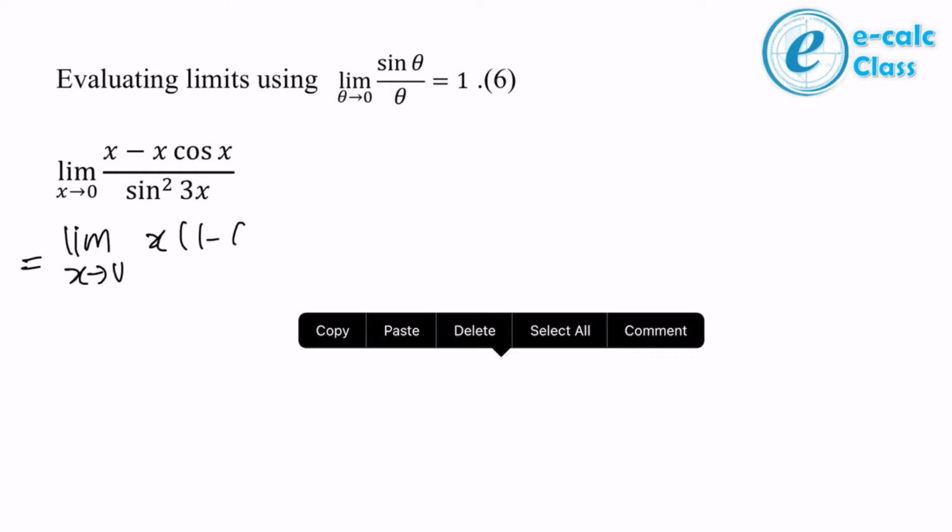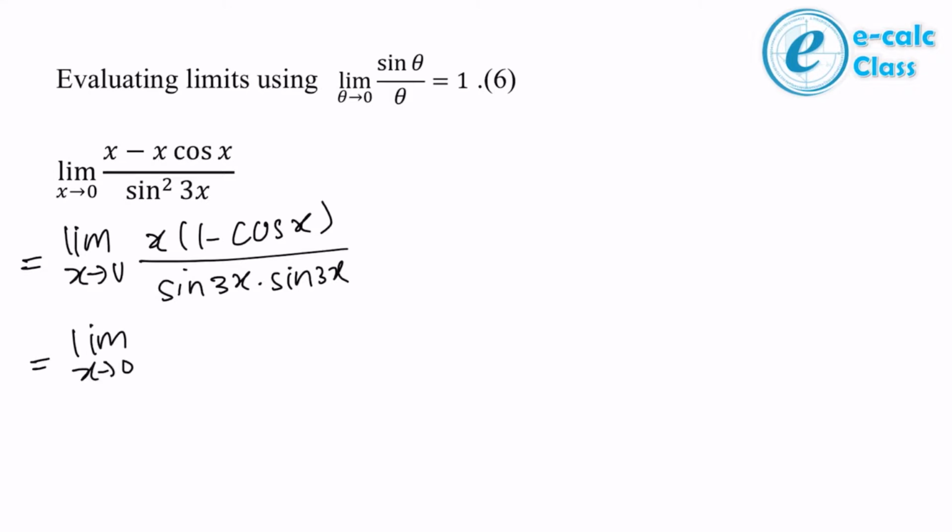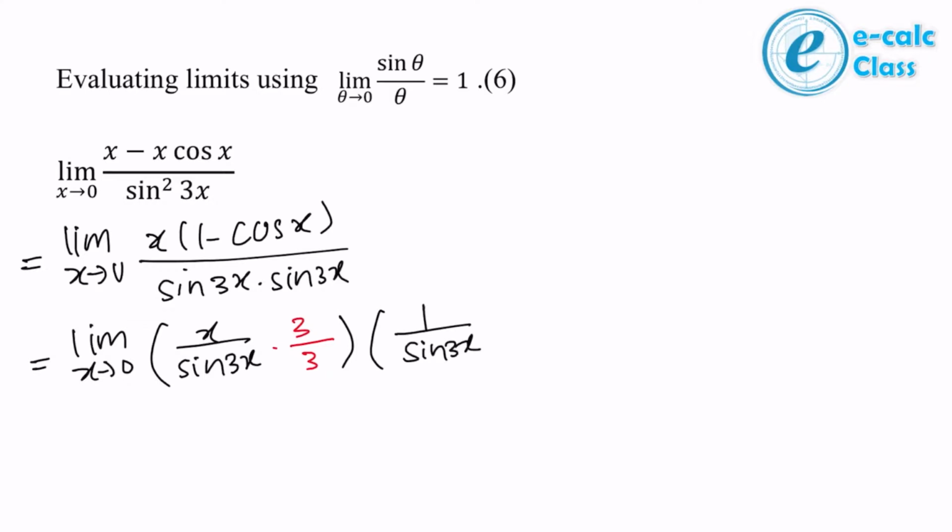1 minus cos x over sine 3x. I think this is correct. Sine 3x, then limit x approach 0. Okay, x over sine 3x. I still need a 3x here over a 3 over 3. Then this is 1 over sine 3x. I multiply with a 3x over 3x.